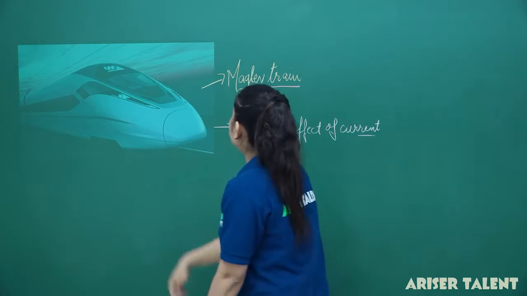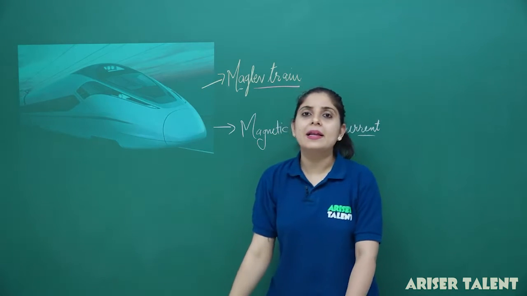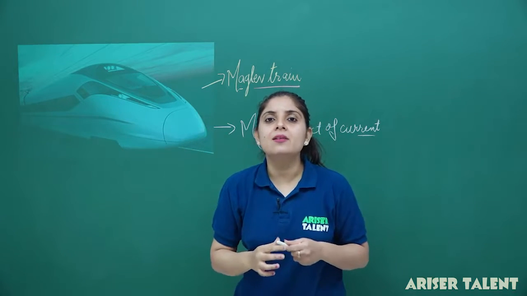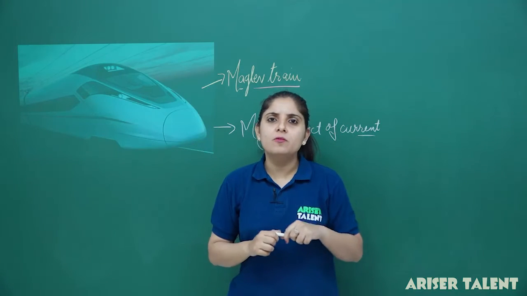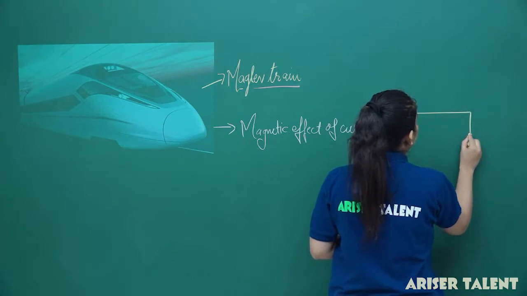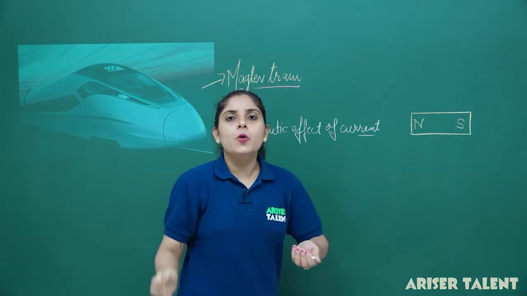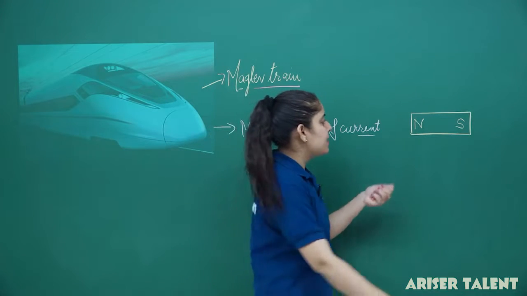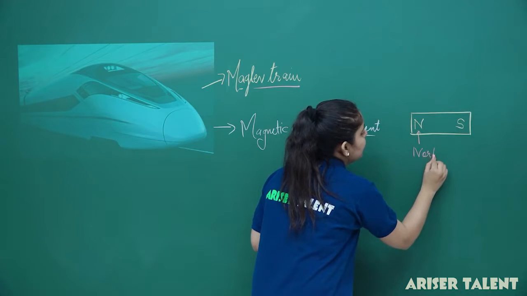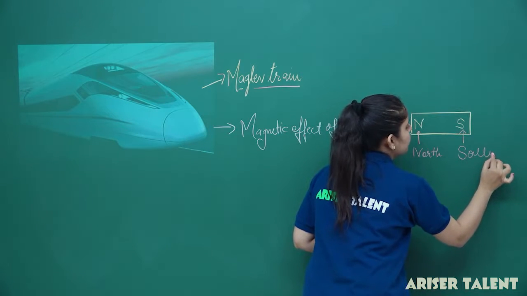Now, what is the basic principle involved in this train? If you have seen magnets, a magnet always consists of two poles. Suppose I am drawing a magnet. A magnet basically consists of two poles. This is a very common term you have learned about in previous classes. This is our north pole, and this pole is termed the south pole.